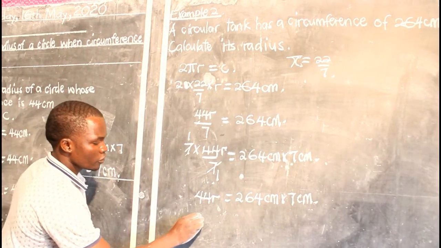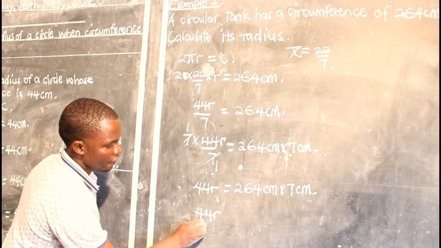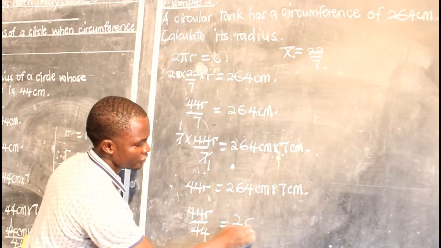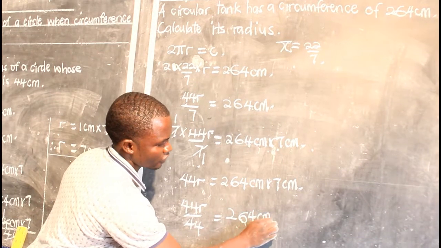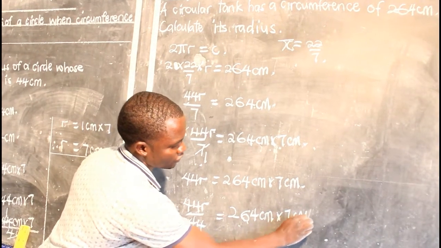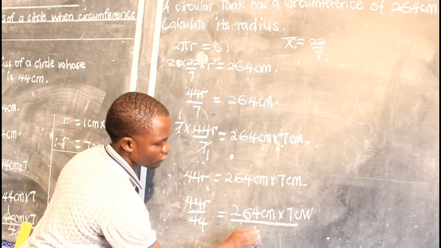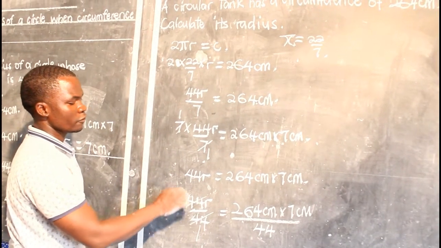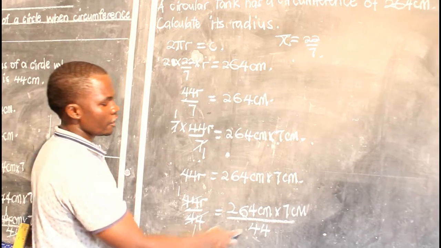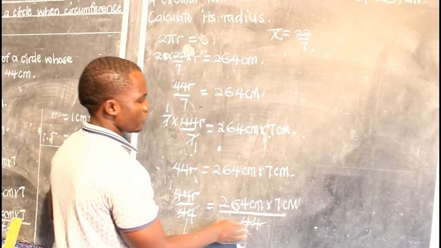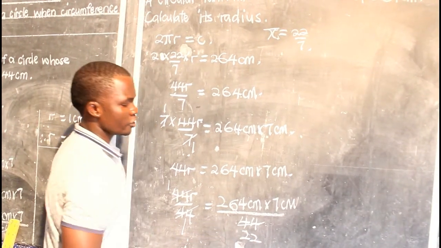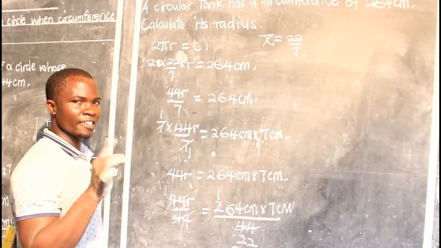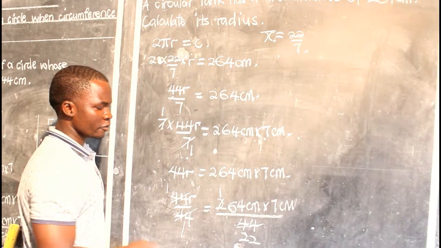So this will now be 44r out of 44 equals 264 centimeters times 7 centimeters out of 44. By 44 once, by 44 once. Let's come here and divide. By 2 you shall have 22. By 2 once. Divide digit by digit if you want to make it simple.